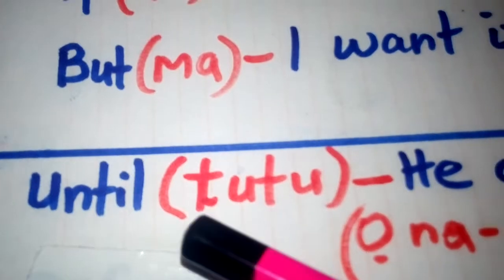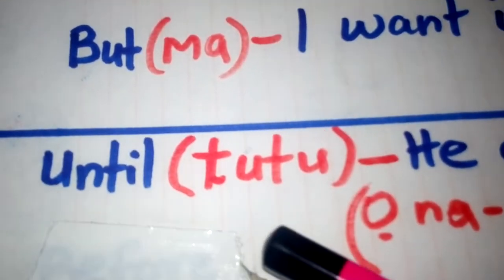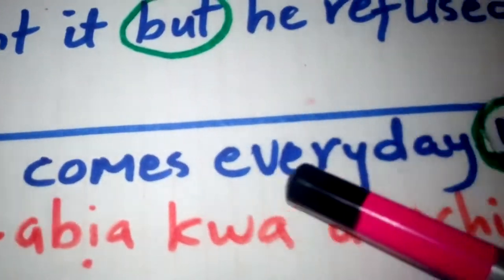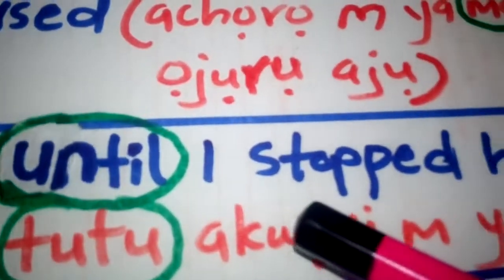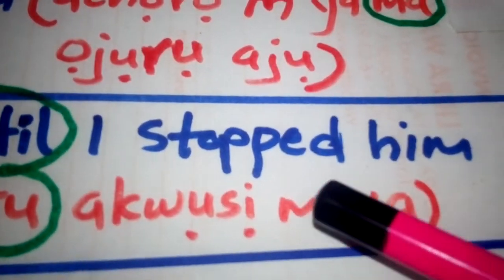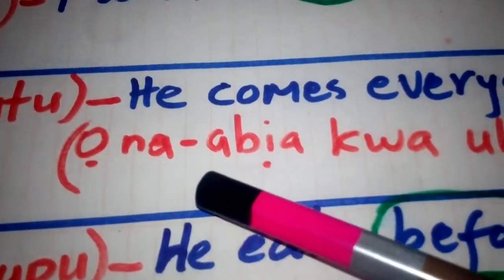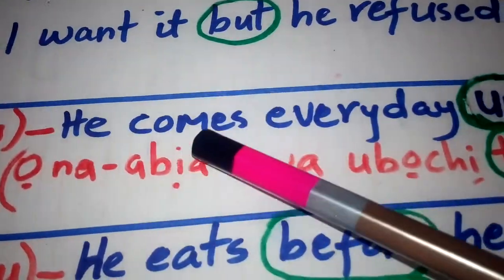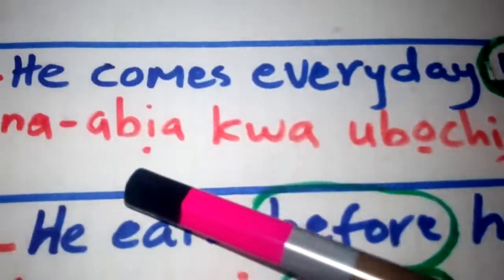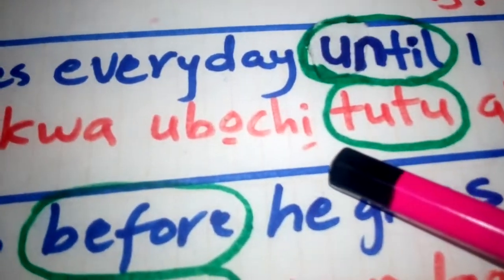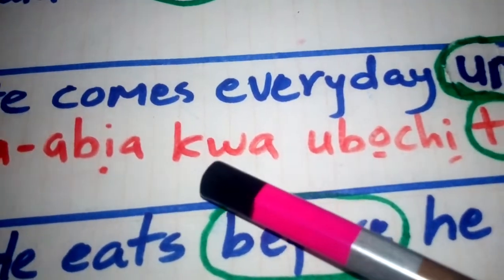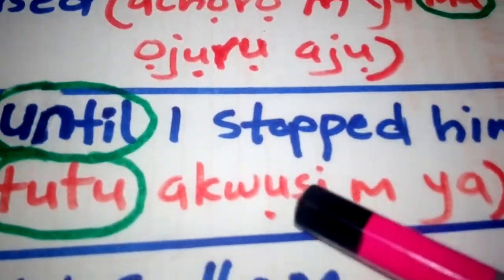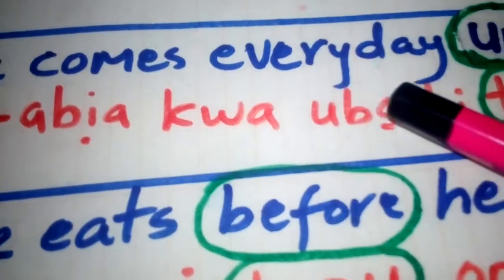Okay, until is tutu. Until, tutu. He comes every day until I stopped him. Ọ na-abịa kwa ụbọchị, tutu. Are you getting it? Ọ na-abịa, he comes every day until I stopped him. Every day is kwa. Remember this kwa. Okay, let me finish first. Ọ na-abịa kwa ụbọchị tutu akwụsị m ya.